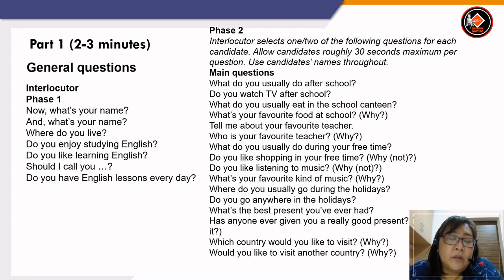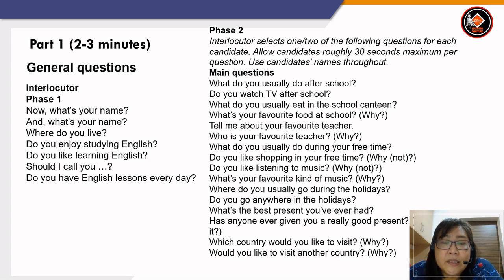Part 1. Time given is 2 to 3 minutes. So there are general questions. The interlocutor can ask questions such as, what's your name? Where do you live? Do you enjoy studying English? Do you like learning English? Should I call you? Do you have English lessons every day? So these are some of the questions. And the interlocutor also can select one or two of the following questions for each candidate. The candidate is given 30 seconds per question.